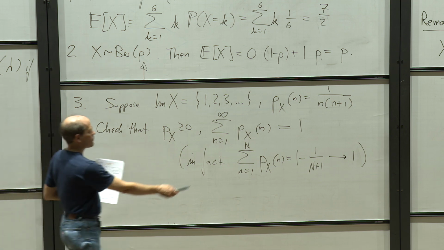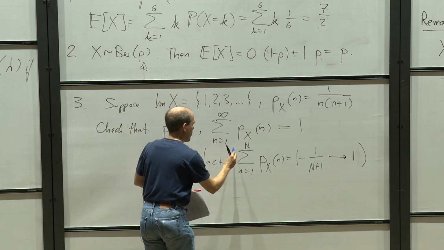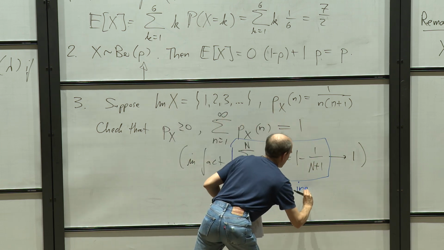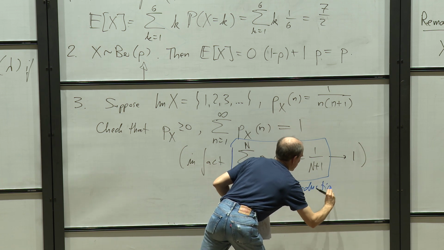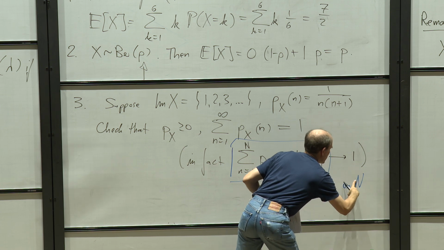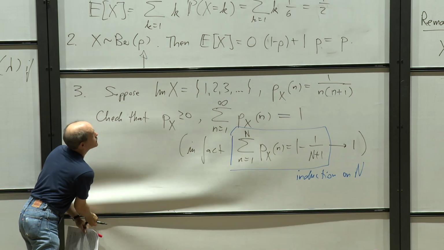Now, have you seen this before? If you haven't, you can prove this statement by induction. Induction on capital N, because little n is just a dummy variable here. So capital N is what we are inducting over.